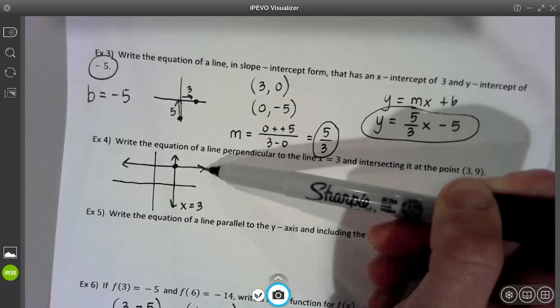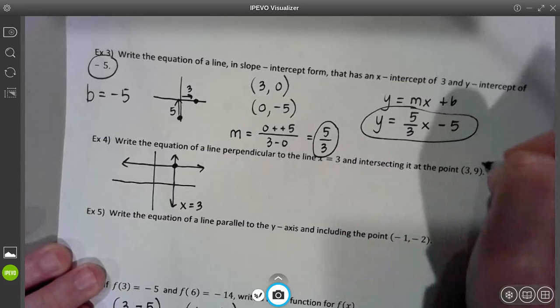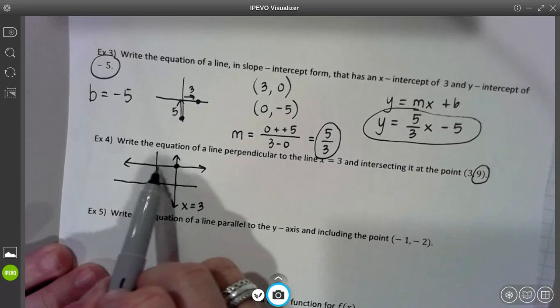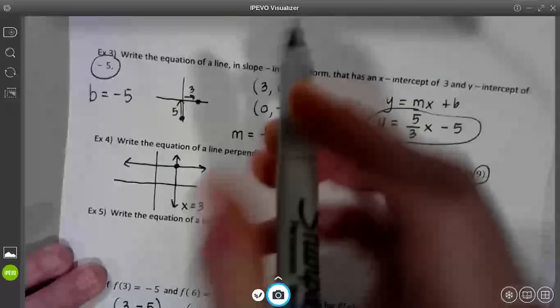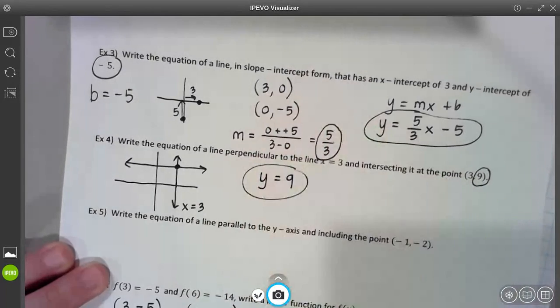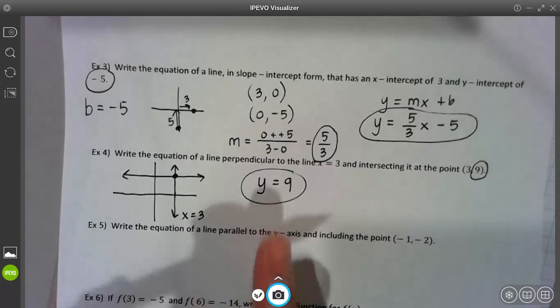The y. And what is the y coordinate of the point that our line has to pass through? It's 9. So guys, every single y coordinate on our line is 9. So that's the line y equals 9. Done. So again, you got to reason it out, but there's barely any work involved, okay?